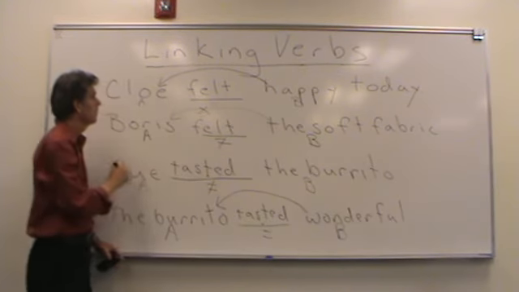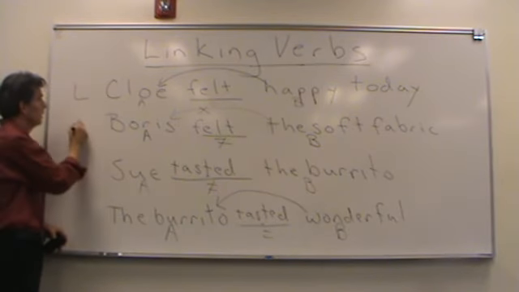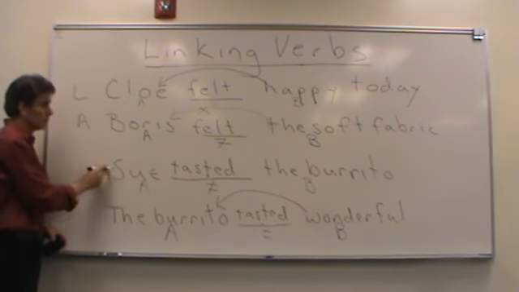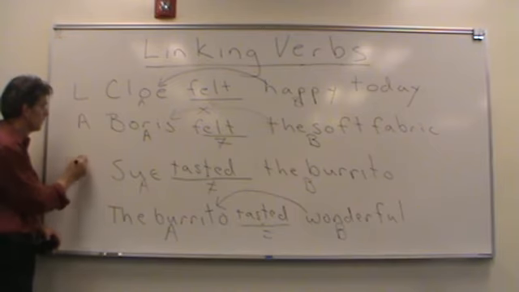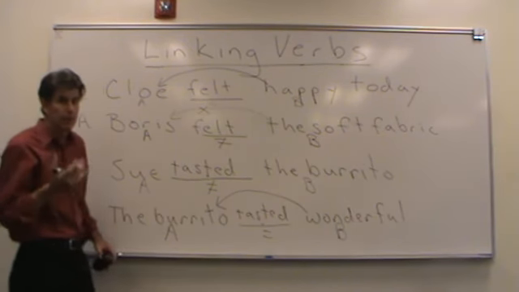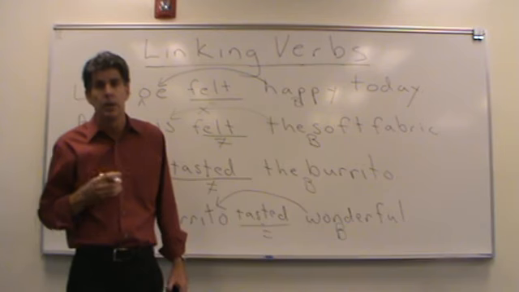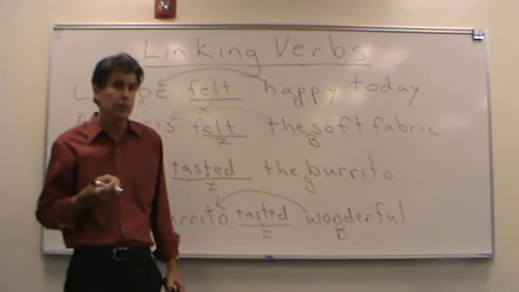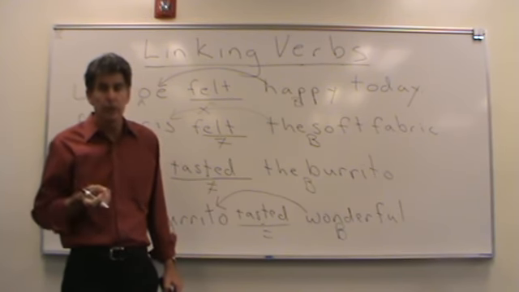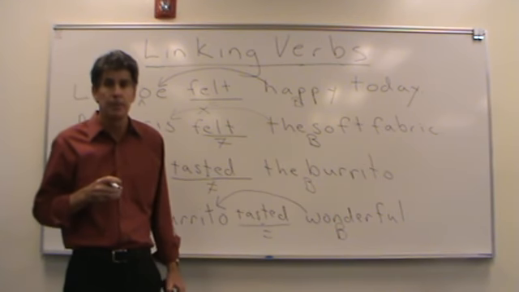Chloe felt happy today. That's a linking. Boris felt the soft fabric. That's an action. Sue tasted the burrito. That's an action. The burrito tasted wonderful. That's a linking. They look the same on the surface, but the logic behind them is entirely different. And so you're going to be working with a very different type of sentence. An action sentence or a linking sentence where you're describing the subject. Okay? Take care.